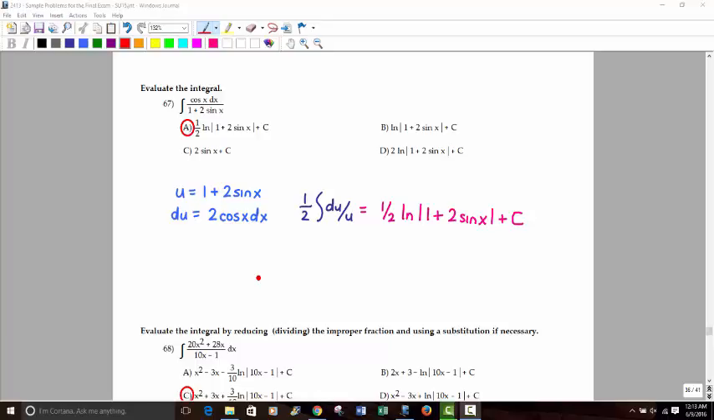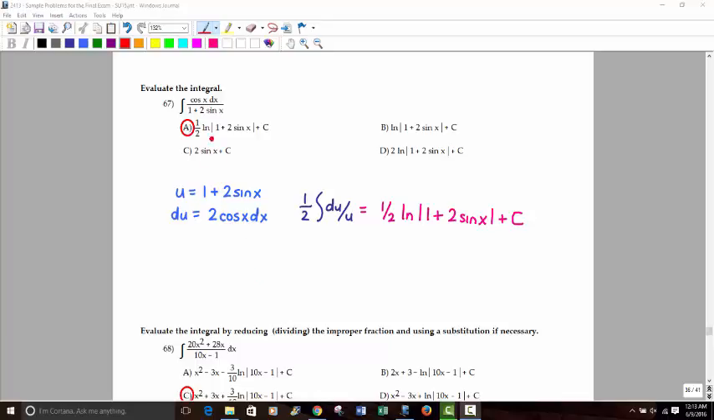When they see something on the bottom as their u, they want to automatically call it ln of x. But that's only when the denominator is u to the first power, like it is right here. If that u is raised to any other exponent, you can see examples of that in my notes on the natural log section of integration. So just be careful with that.